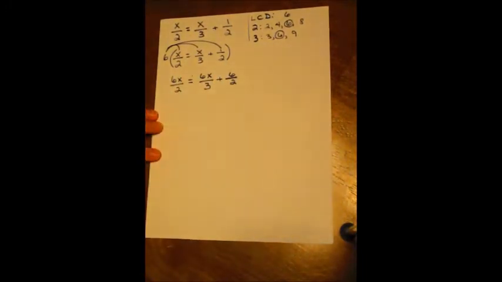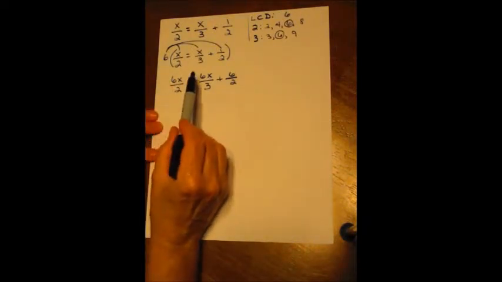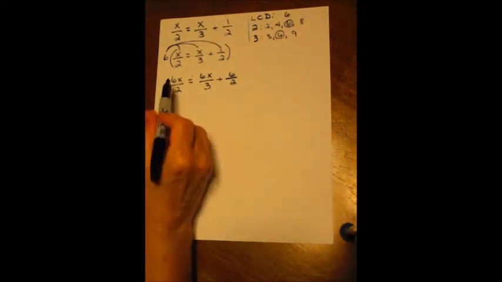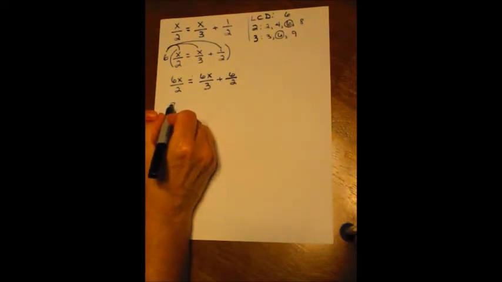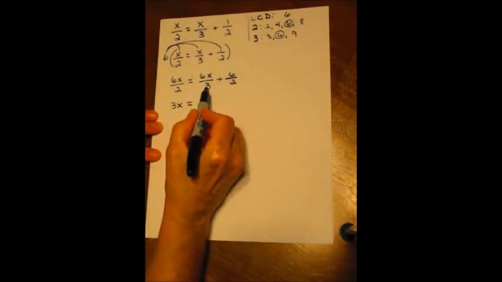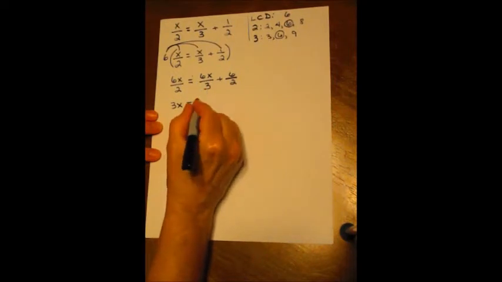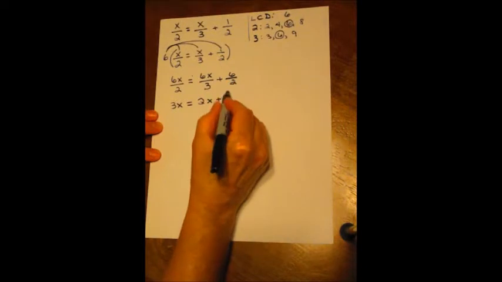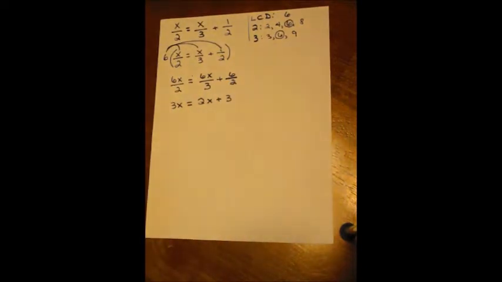Now I simplify because remember the point of this is to get rid of the fractions. So if I've done this correctly, when I simplify each of these, I should not have a fraction. Well, 6 over 2 is 3x. 6 over 3, or 6 divided by 3, is 2x. And 6 divided by 2 is 3. Now I have a much cleaner equation to solve.